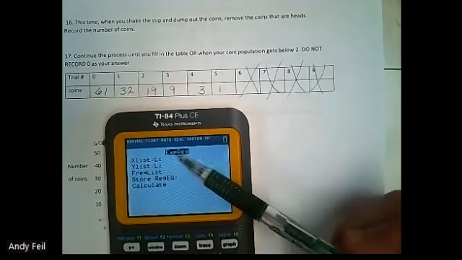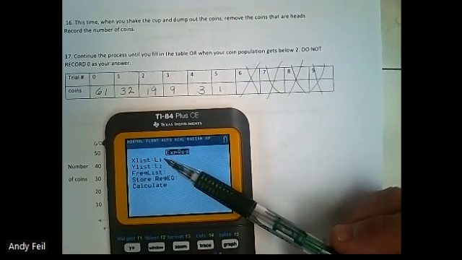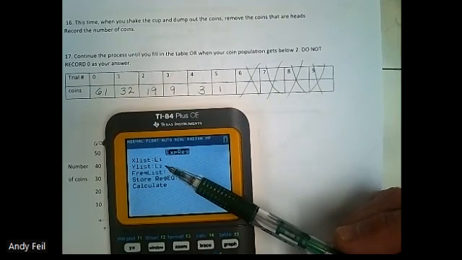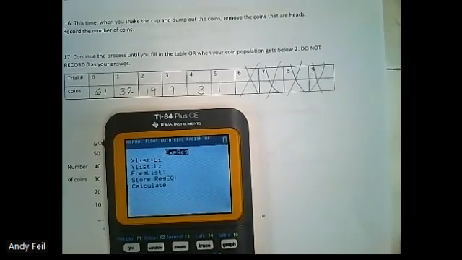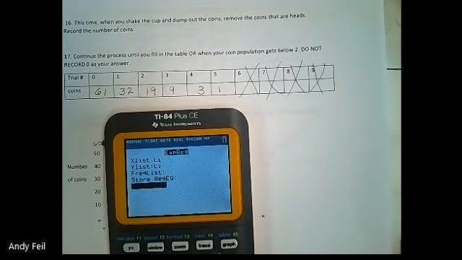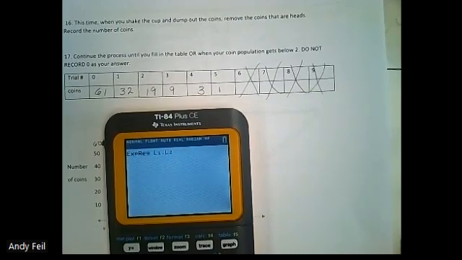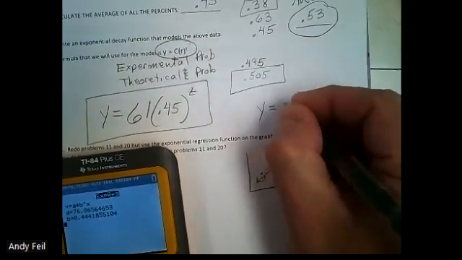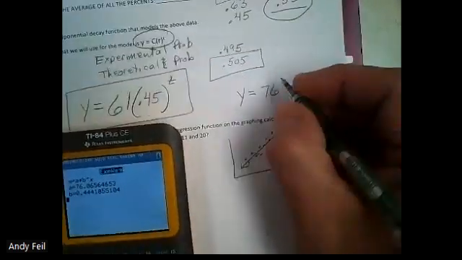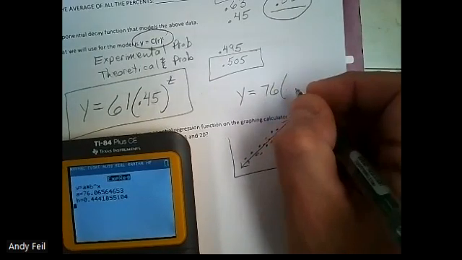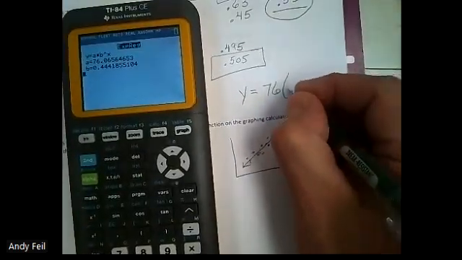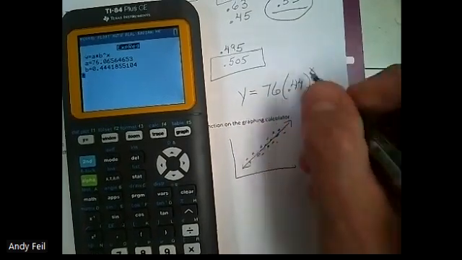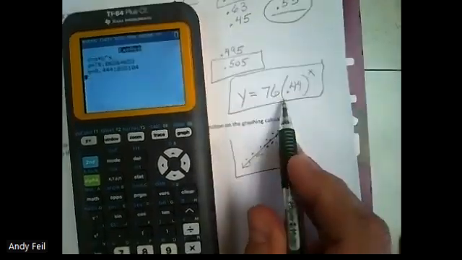And basically what the screen is saying is, would you like me to use list 1 for the X values and list 2 for the Y values? And I think that's a good idea, because that's where we put them. So you hit enter a few times, go down to calculate, and the calculator does some magic, and it will come up with an answer. What should I have gotten for my equation? I should have gotten y equals 76 times what? 0.44 to the x. This is the best equation possible.